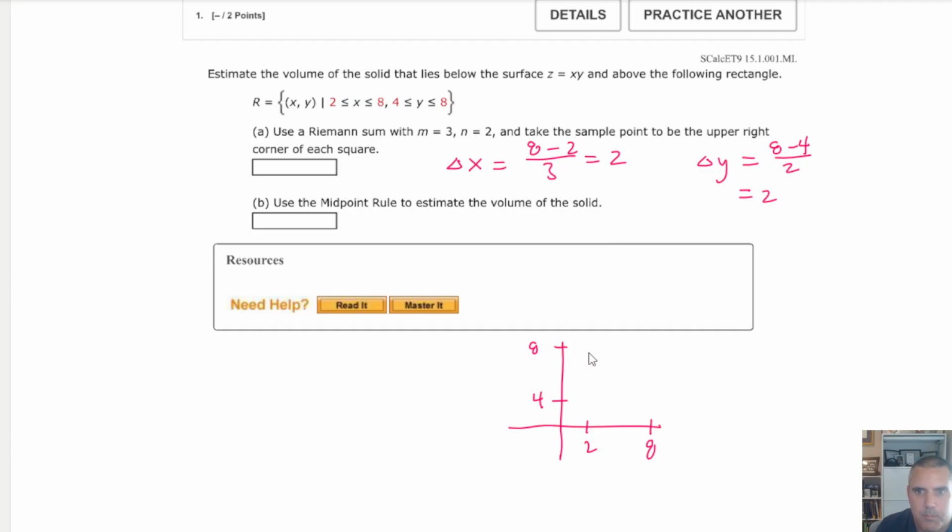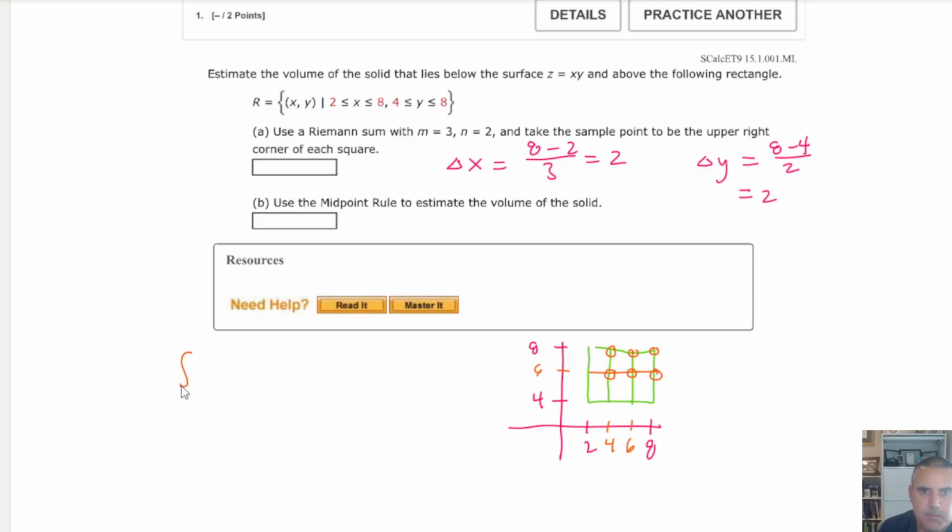We're going to break it up here into 3 columns this way and 2 columns this way. This means this will be 6, this means this will be 4, and this will be 6. And we're going to use upper right point. So when it says upper right point, you're going to play this game.